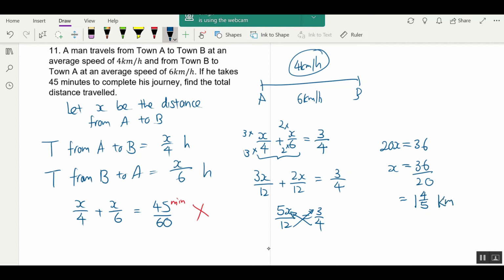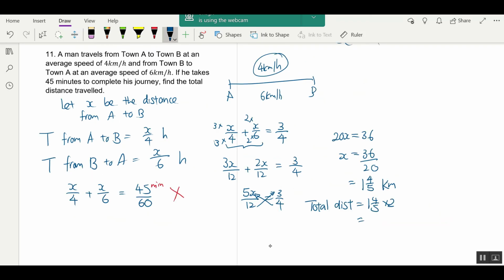So what is the total distance that he traveled? Write down in your English statement. Total distance is equals to 1.8 times 2 will be equals to 3.6 kilometers. Okay, this kind of question, maybe you know at Sec 1 you're not very familiar with this. It's okay. Practice more on word problems in equation.